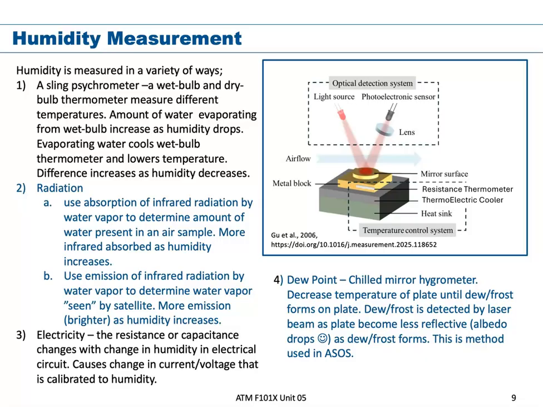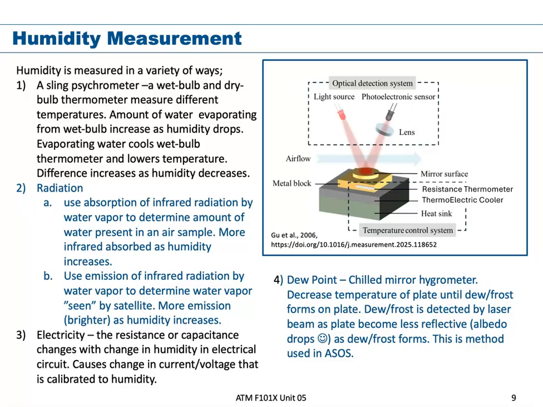The absorption properties of water can be used to measure humidity by a beam of infrared light passing through an air sample. As the humidity increases, more light is absorbed and the beam is dimmer. The dimming of the infrared light is measured and used to determine the humidity. Alternatively, a satellite can detect the infrared radiation emitted from water in the atmosphere. The IR signal increases as the humidity increases.